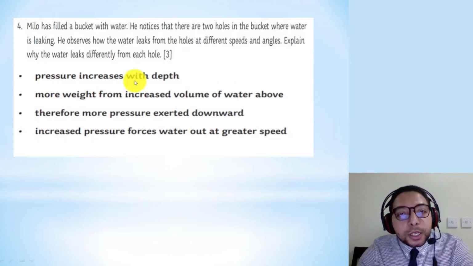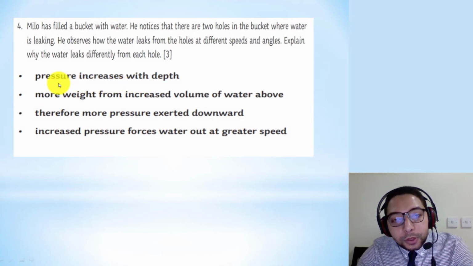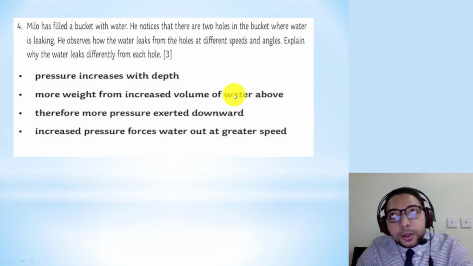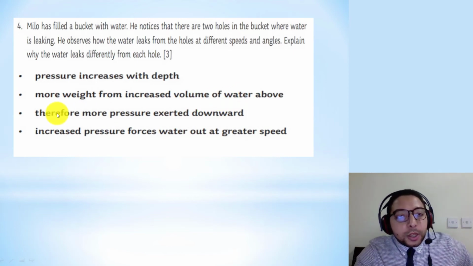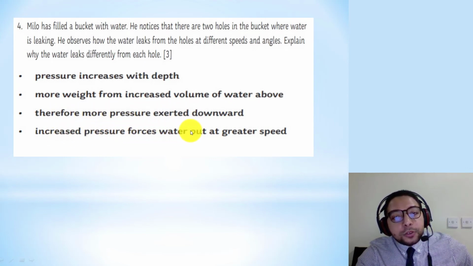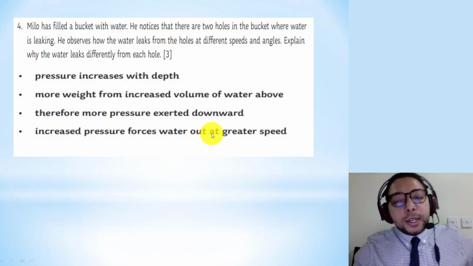Because the pressure increases with depth, the water which is down, found in a deep place, is going to have a high pressure. There is more weight from the increased volume of water above. The water is pressurizing the water which is found on the bottom part of the container. Therefore, more pressure is exerted downward, and the increased pressure forces water out at a greater speed.